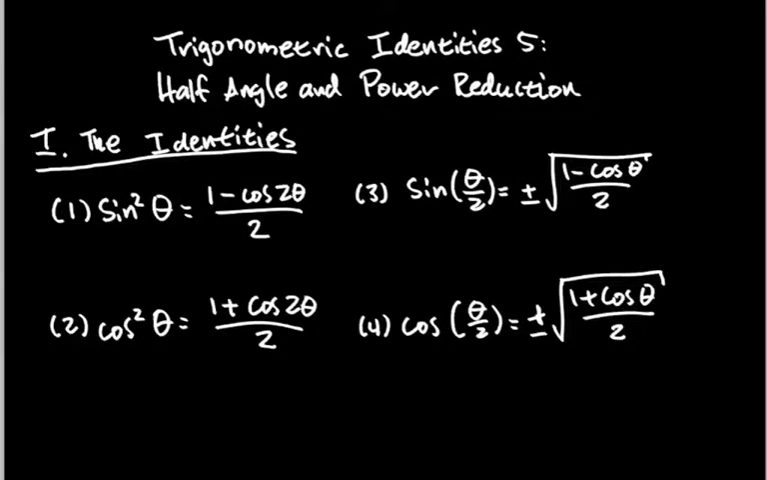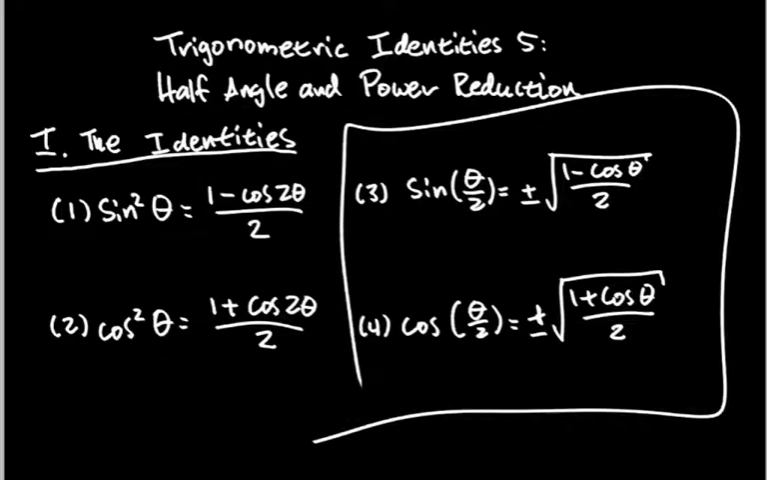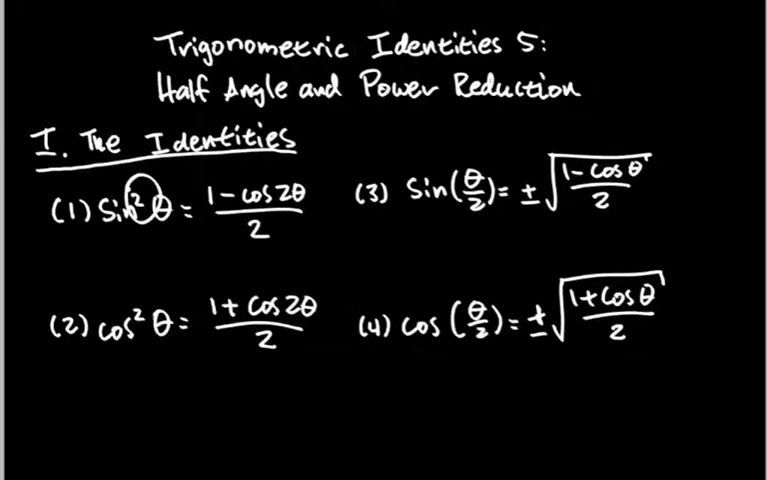Hello class, so in this one we're going to talk about half angle and power reduction together because, as you can see them here, they are very similar. These ones are called power reduction, these ones are called half angle. How can you tell? There's a power, it's being reduced. Hence power reduction. And then over here we have half of an angle, therefore half angle. So very creative names. Anyway, let's get into figuring them out.